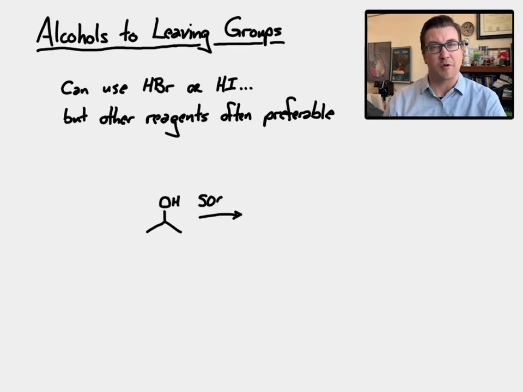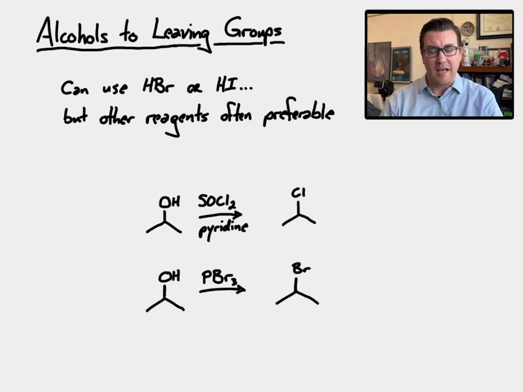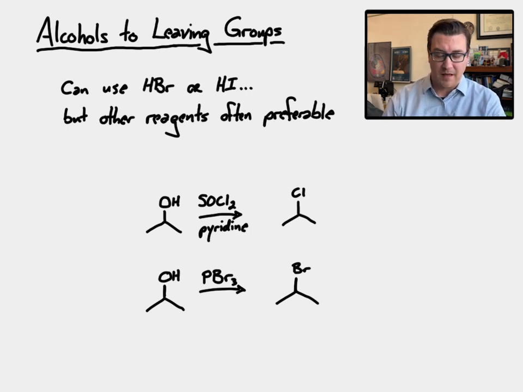So the first reagent that we're going to look at is called thionyl chloride, or SOCl2. And when we do this in the presence of pyridine, we can get this alkyl halide from this alcohol. The other reagent is phosphorus tribromide, or PBr3, and that will transform an alcohol into an alkyl bromide. Keep in mind, alkyl bromides are better leaving groups, and so that's a nice type of functional group to be able to make.